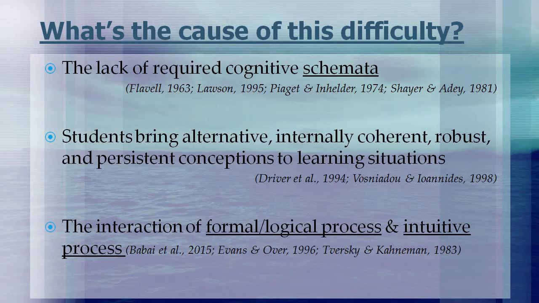In another point of view, these difficulties come up when it is neglected or not handled appropriately the fact that students bring their own initial conceptions to learning situations that have been constructed through their personal everyday experiences. In accordance with the third approach, these difficulties are associated with the interaction of 2 distinct types of reasoning processes: formal logical process and intuitive process, which does not always result in agreement, thus producing contradictory conclusions or misconceptions.